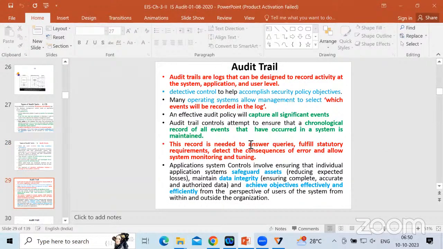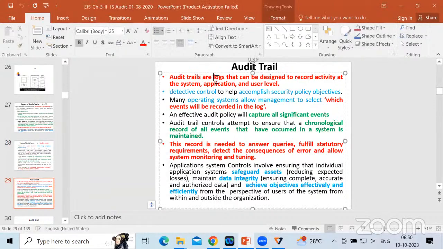It's a very simple process. Audit trail is nothing but logs that can be designed to record activity at the system, application, and the user level. It's a detective control. So it's an MCQ: audit trail, detective control to help accomplish security policy objectives. We must know what is security policy. Security policy is nothing but CIA. What is CIA? Confidentiality, integrity, and availability. So all the three are considered to be the security aspects.